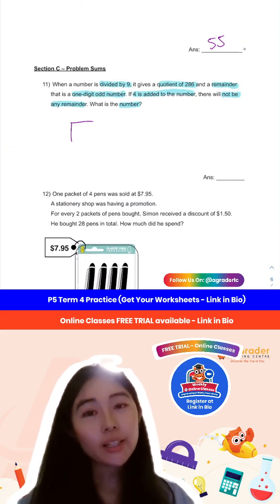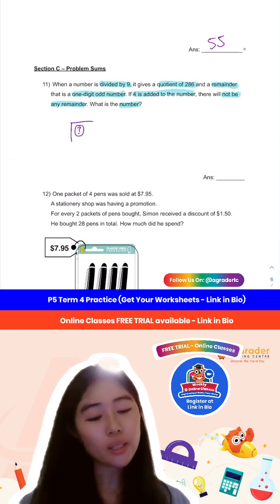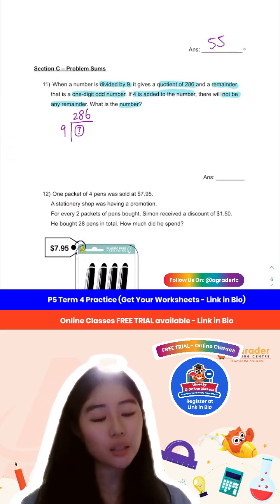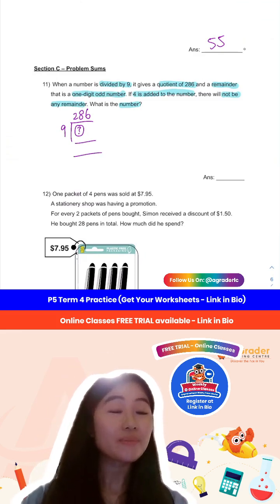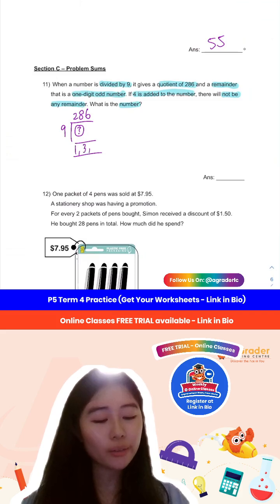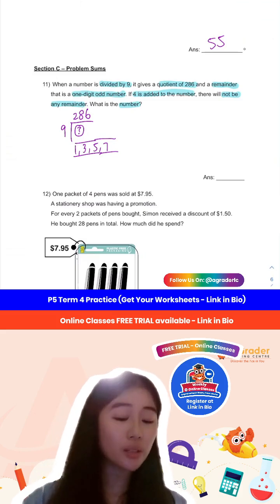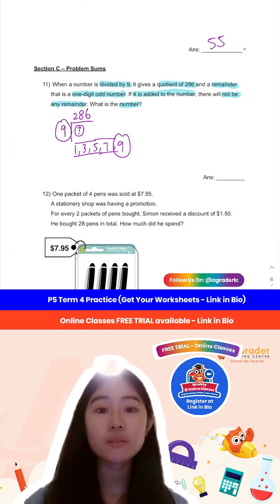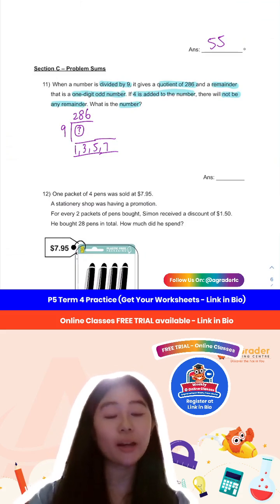Okay, so you can imagine, you don't know what this number is, right? You can put a question mark. But when this number is divided by 9, the quotient on top is 286. There is a remainder, which is a one-digit odd number. So a one-digit odd number could possibly be 1, 3, 5, or 7. You do not need to consider 9 because if the remainder is 9, then it doesn't make sense. So you can omit 9. You just consider 1, 3, 5, and 7.